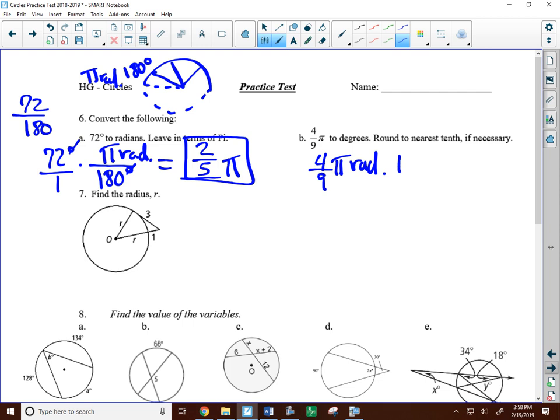So we're going to multiply by 180 over pi this time, the reciprocal from before. And this is degrees, and this is radians. The pi's cancel, the radians units cancel. And so now we just do 4/9 times 180. And we get 80 degrees.